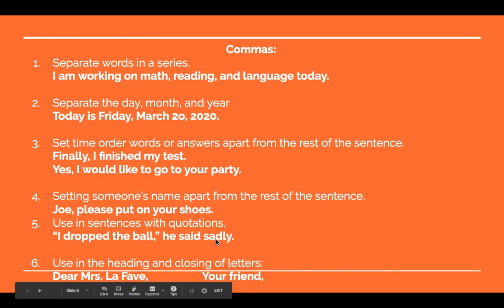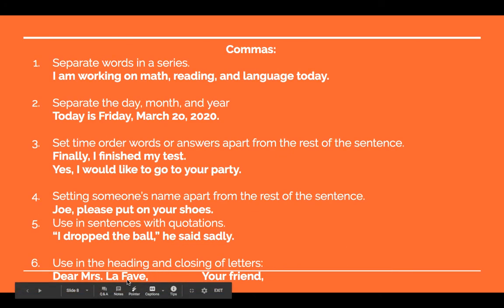Okay, and then we've talked about this many times, using commas in quotations. Here's what the boy was saying: I dropped the ball, and we put a comma, then our quotation mark, and we finish the sentence. He said sadly.